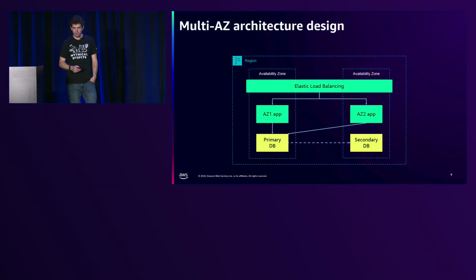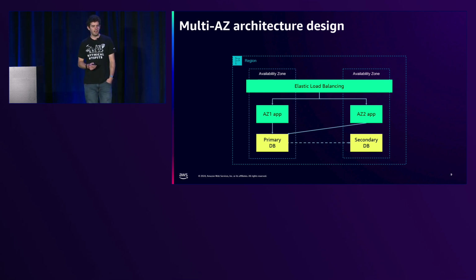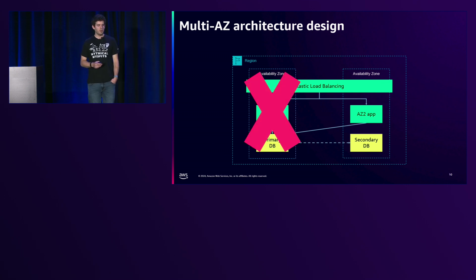So let's take an example, kind of the most simple example that a lot of people think about when talking about resilience on AWS, the multi-AZ architecture design. We've got a three-tier app here. We've got a primary and a secondary database. Say AZ1 goes away.